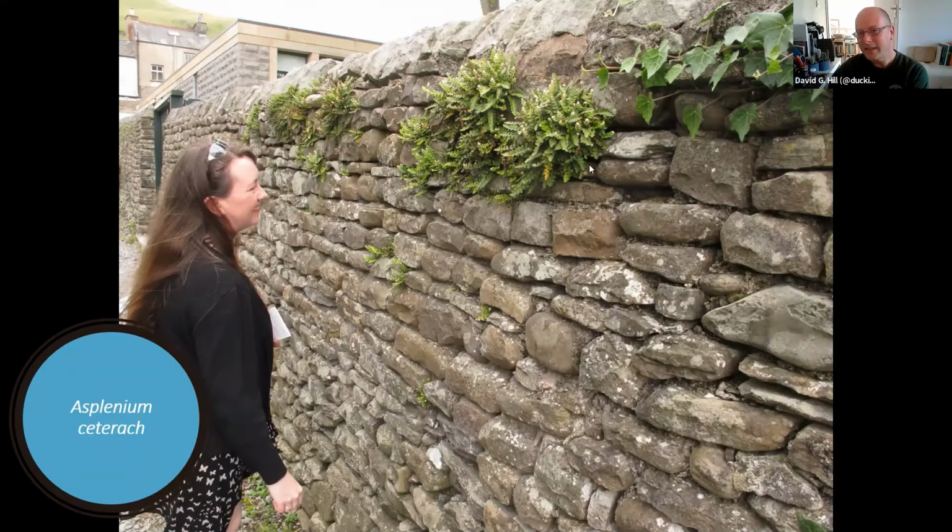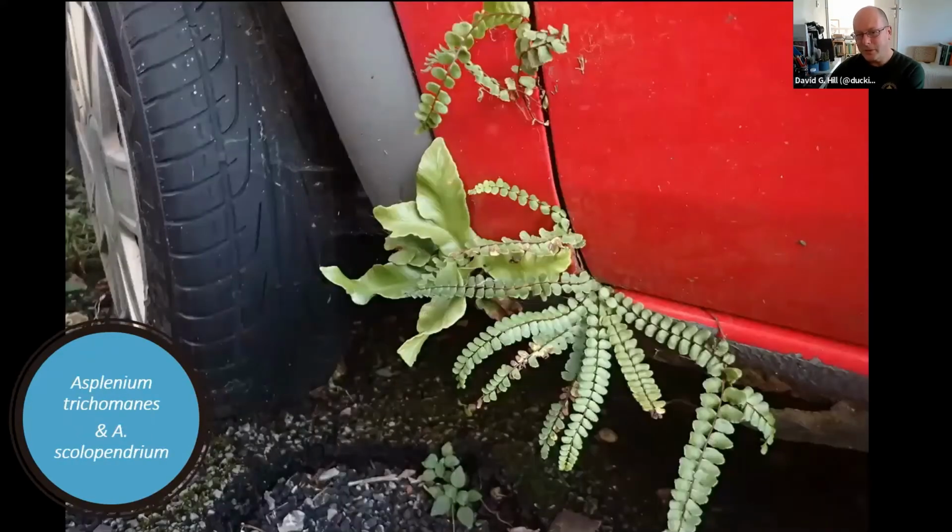And here the sori actually merge together on the back to give it a completely rusty coloured underside, hence its name, rustyback fern. And as I say, two more Asplenium, very common: Asplenium trichomanes, an urban fern, and another hart's tongue there.